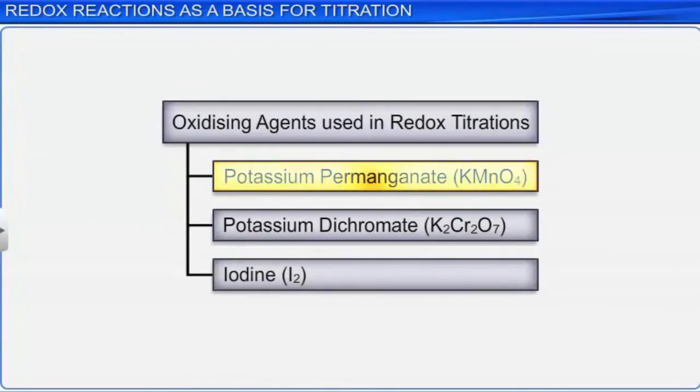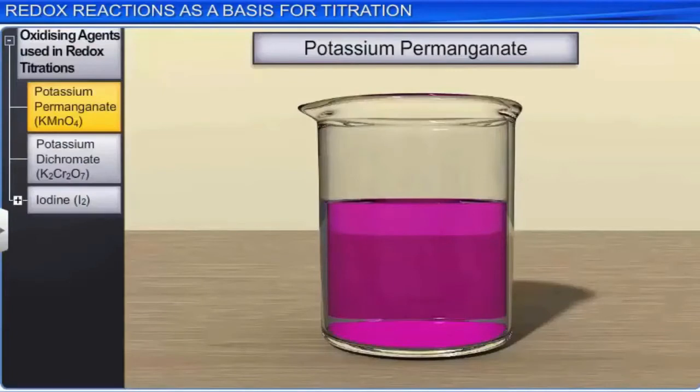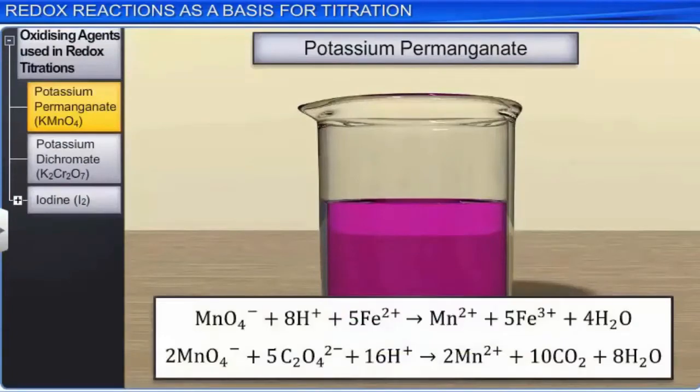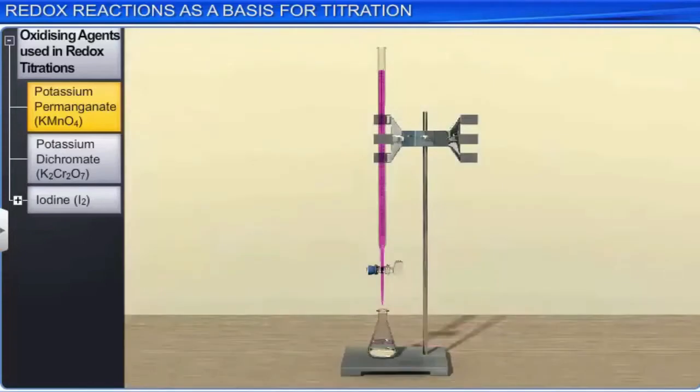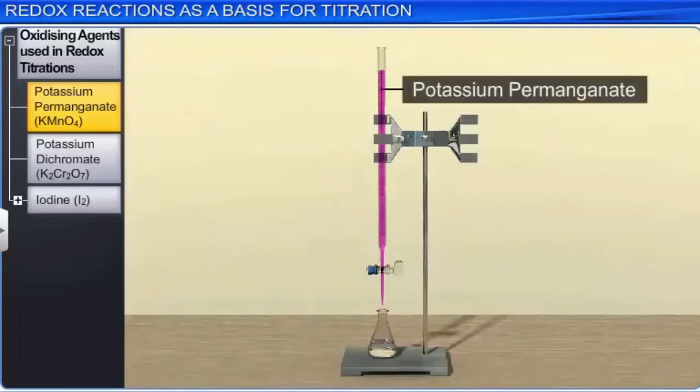Potassium permanganate is a dark, purple-colored liquid and a versatile and strong oxidizing agent used in the estimation of many reducing agents such as iron +2 ions, oxalate ions, etc. Indicators are not used in these titrations as potassium permanganate acts as a self-indicator.